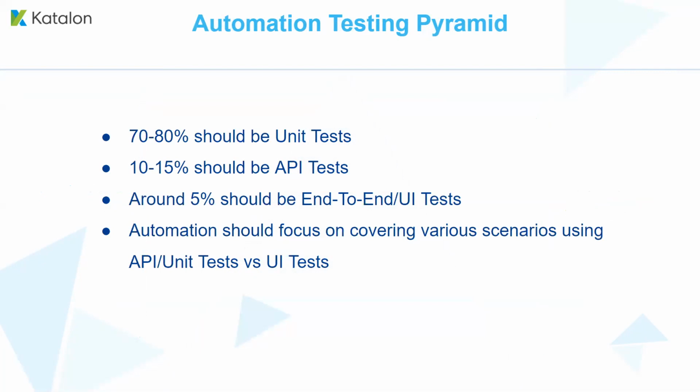This is a number from the industry standards, but also from my own experience: 70 or 80% of the effort, or of the total number of test cases, should be focused on developing unit tests. 10 to 15% should be API tests, and maybe at the top layer, you still need an end-to-end or UI test, and they should be about 5%.